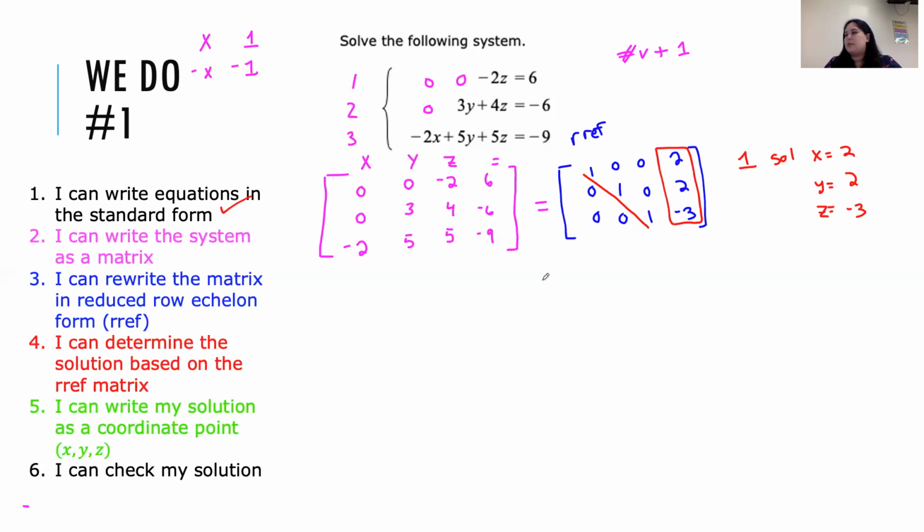So if I write my answer as a coordinate point, it would be (2, 2, -3). And that's how I actually do systems with matrices. You could do this with 2 variables as well. You don't have to only do it with 3. You can start it with 2 variables.